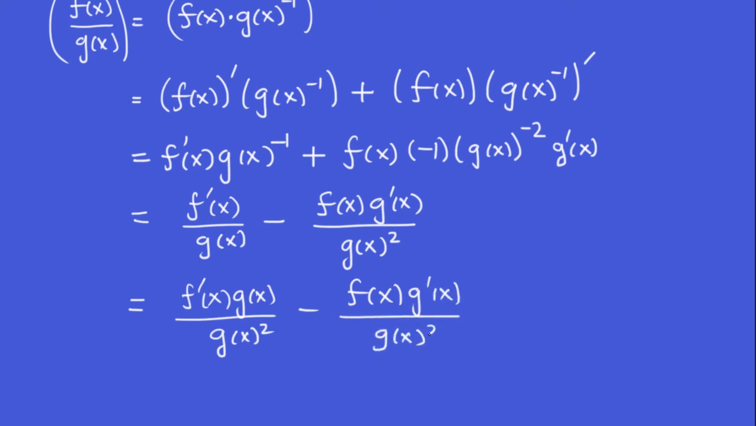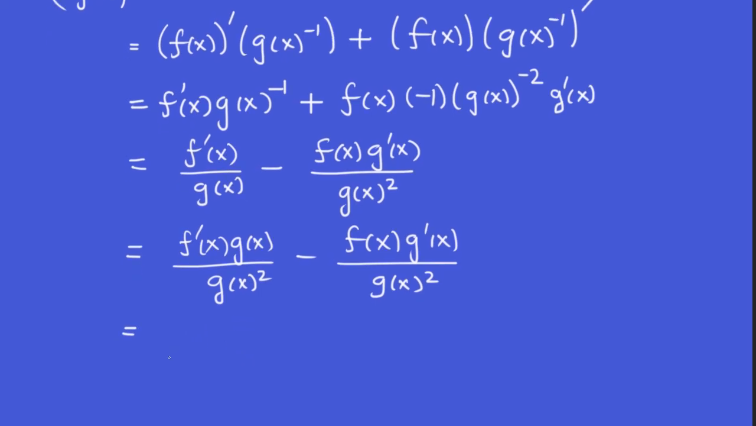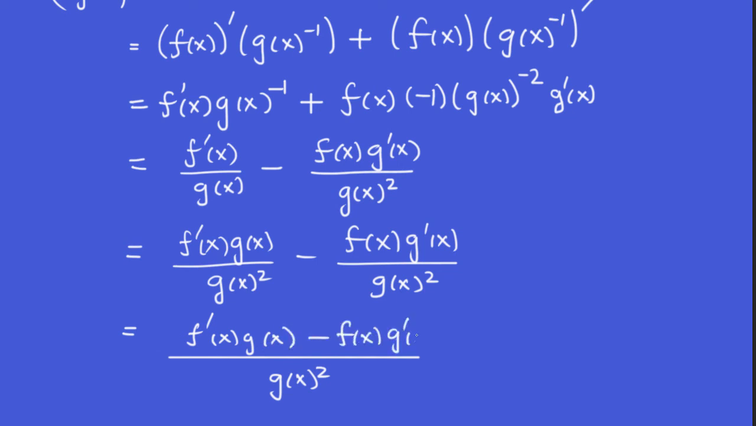And we are very close now because we can write this as a single fraction now, right? The bottom is just g of x squared, the common denominator. And the top is f prime times g minus f times g prime. And this is the quotient rule. We're done. So we've just proven the quotient rule using the chain rule and the product rule.